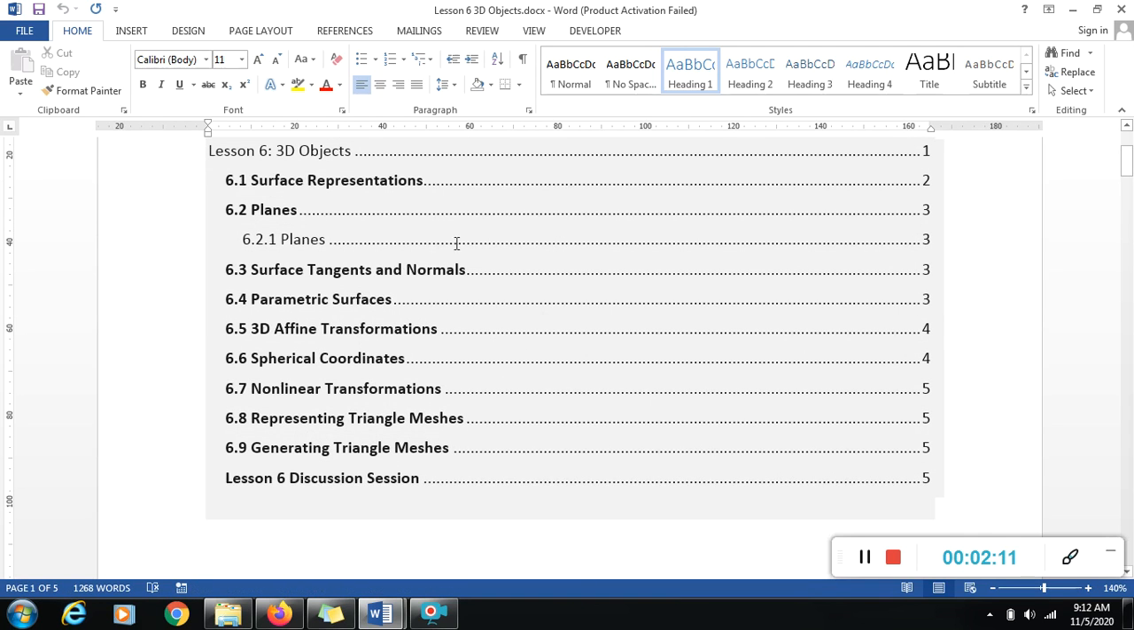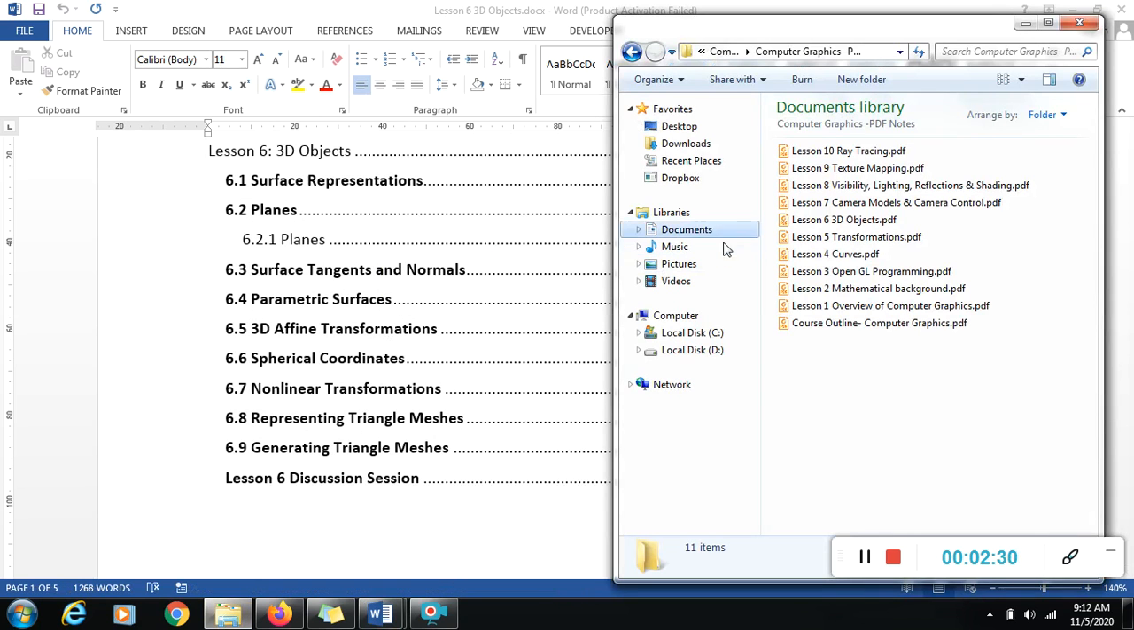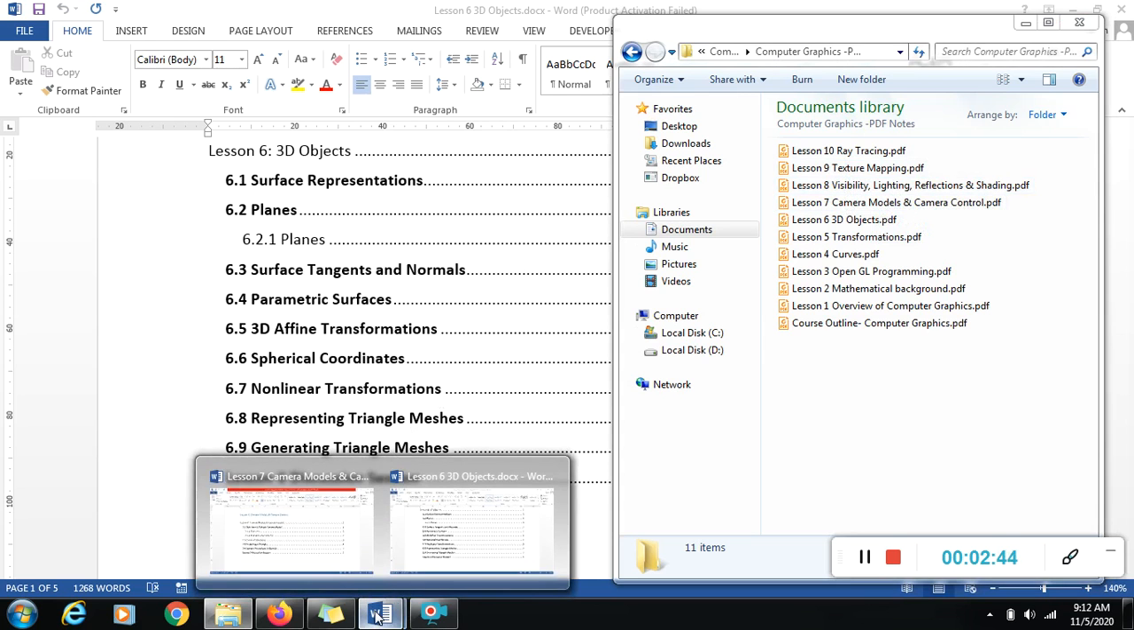So the importance of these 3D objects cannot be without the ability of us to manipulate these 3D objects and provide effects that could be real life effects. For instance, we are talking of lighting effects, we are talking of camera positioning, we are talking of how you see these objects. And this now brings us to the other topics. As you can see, we have topics such as camera models and camera control, visibility, lighting, reflections, and shading, and of course after that we also discuss texture mapping and ray tracing. Today I want us to look at camera models and camera control.